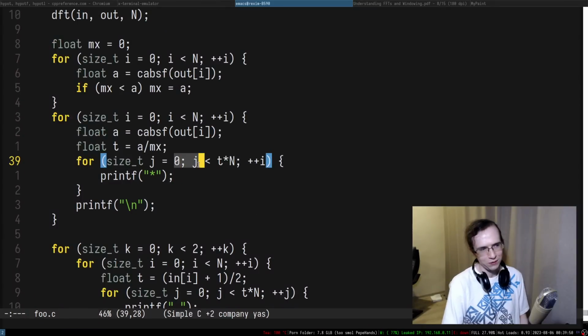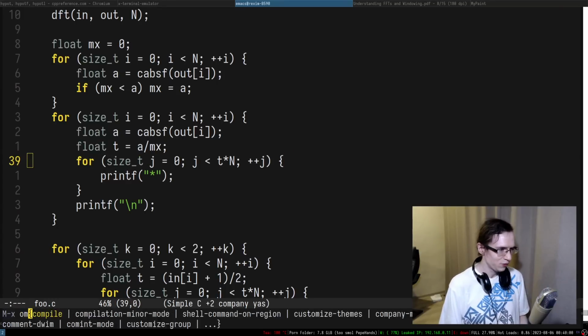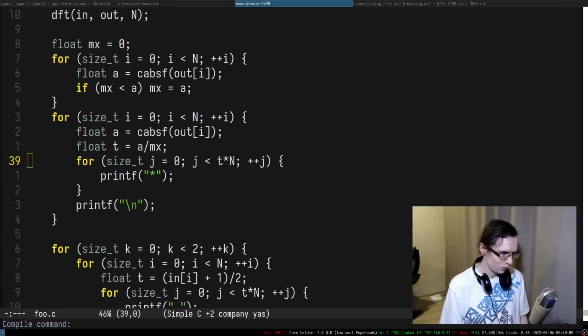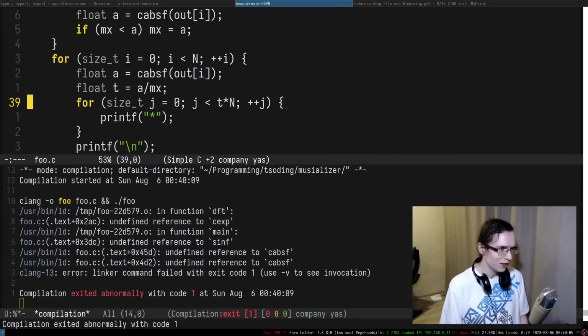Yeah, this is because I have J in here. I forgot to. And I just literally killed Emacs. Damn it, mate. So clang -O full C, and let's just try to run it. I hope it's not gonna die this time.